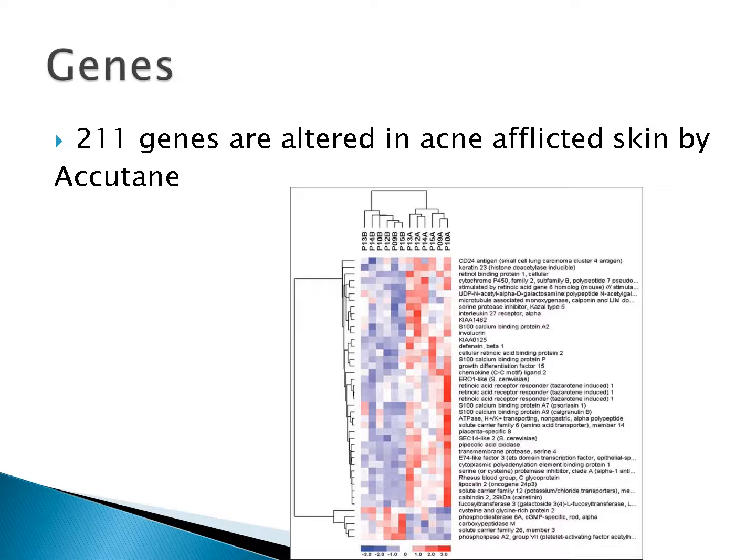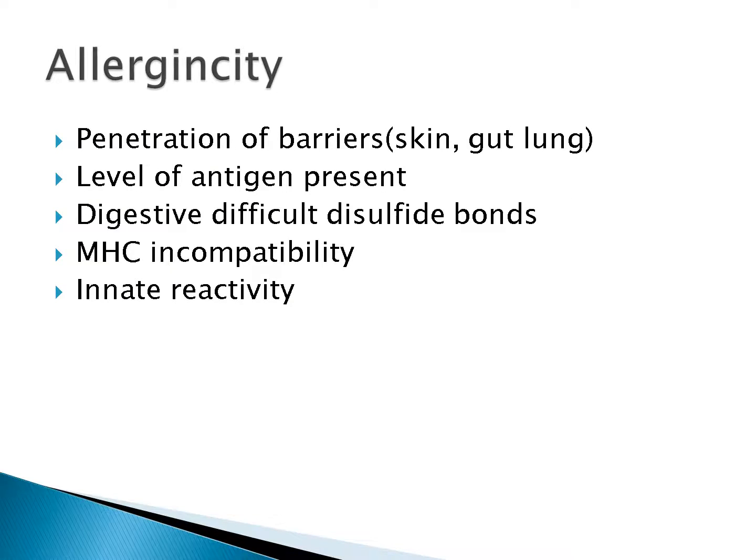Understanding the importance of each individual one of these is very difficult, but there are some ideas of which ones are more important than others. So, allergenicity. This goes into the idea that some antigens are more likely to be an allergen than others. I would say this is strongly variable from individual to individual, but there are certain characteristics that make certain proteins more likely to be allergenic than others.